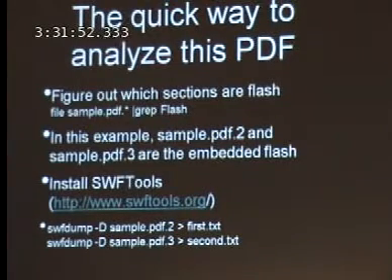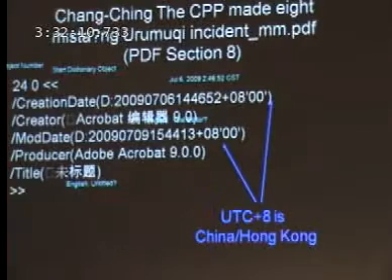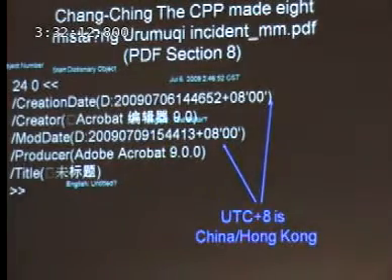There's an open source project called Shockwave Flash Tools that has a program that'll dump the ActionScript out of the Flash file and disassemble it into essentially the VM assembly code. There's also a bunch of other metadata in the PDF. One of the things is file creation dates and modification timestamps.